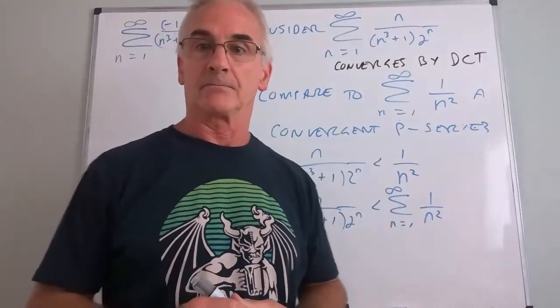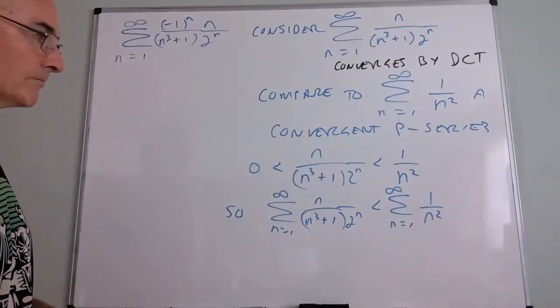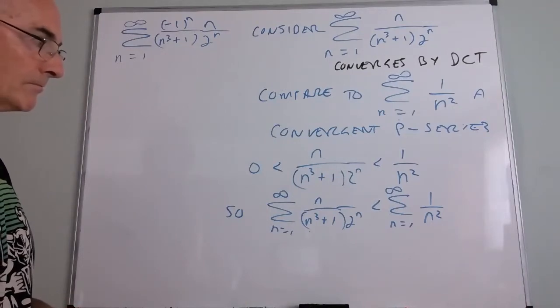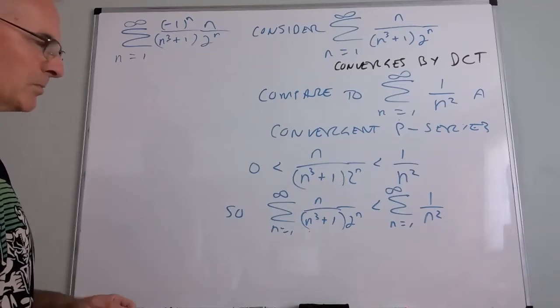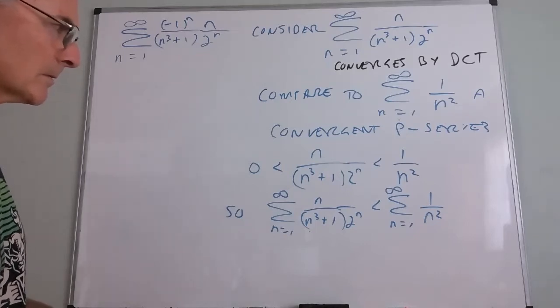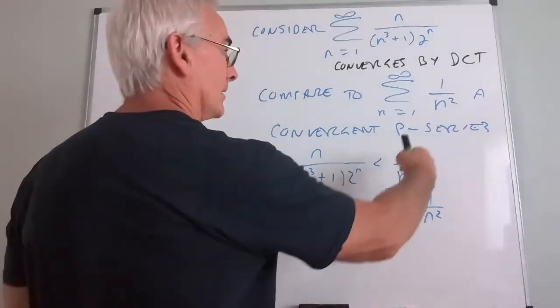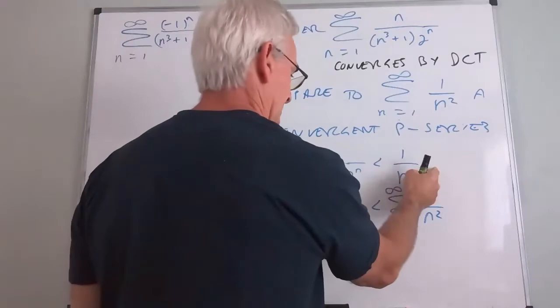Wait, so if it's less than 1 over n to the second power, we know it converges if p is greater than 1. What's B? I don't know what that means. As a P series? Oh, P series, sorry. I said B. We know that's a convergent P series, and this term by term is significantly smaller than this.